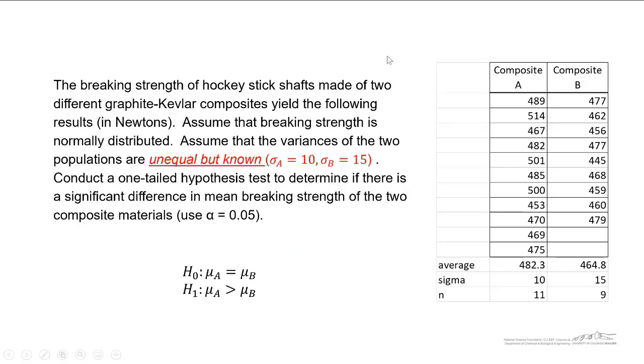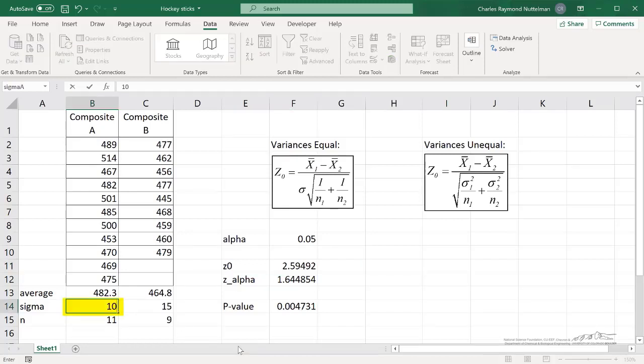Now let's look at a slightly different scenario. The variances of the two populations are unequal but known, so we know that sigma A is 10 this time instead of 15. We're going to do the same thing. We're going to perform an upper-tailed test, and we're going to see what our conclusion is. So I'm going to just modify this. I'm going to change my standard deviation that's known.